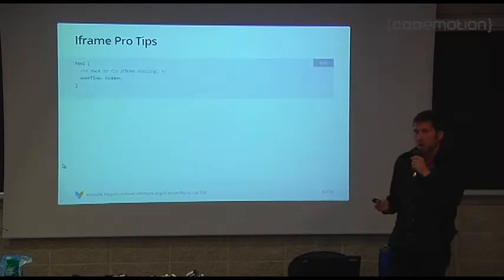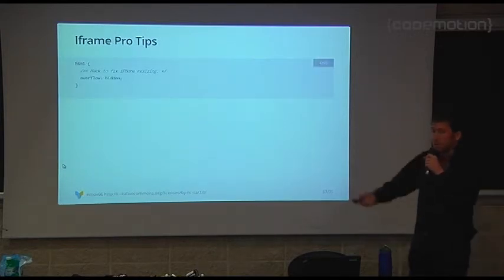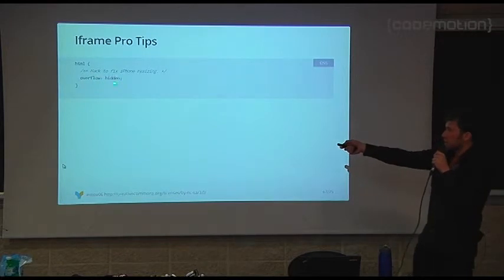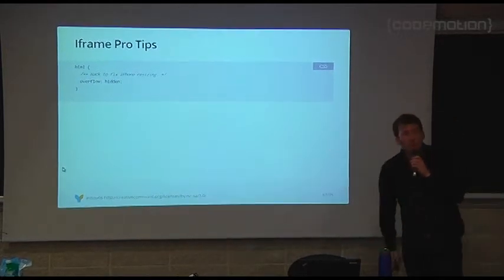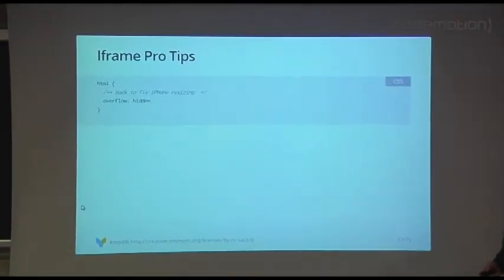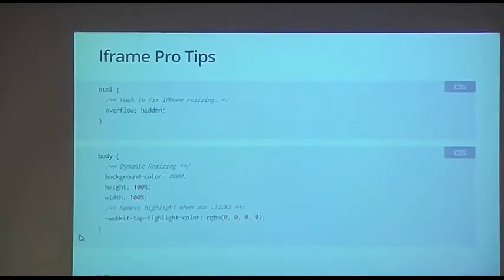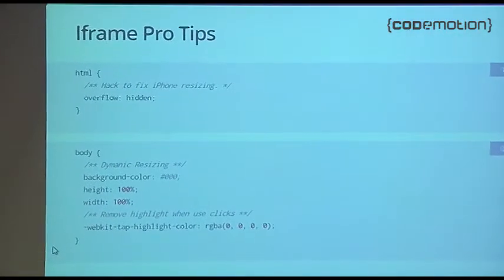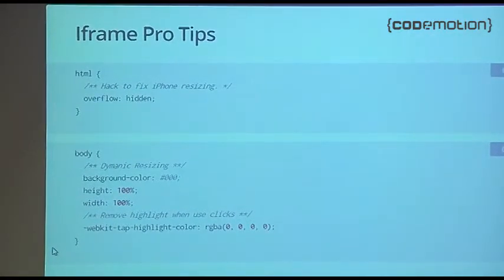So pro tips, if you are using an iframe, one thing to do right at the first line of CSS, just put overflow hidden on your HTML element. And this is going to save you some weird iPhone resizing bugs. The next thing is on your body. You want to make sure that you stretch it to the full width and height. Again, if people are resizing things, sometimes there's some redraws that are kind of weird.